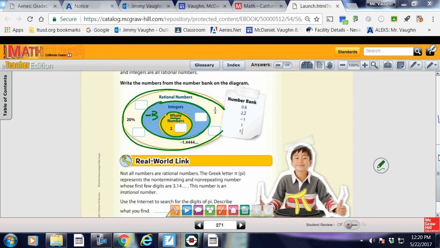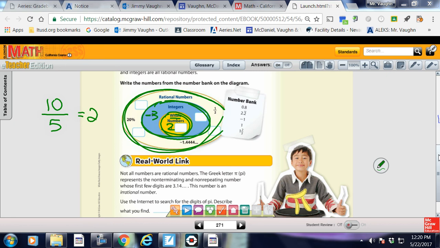Now, rational numbers include integers and whole numbers. That's where they're inside the circle. So if I take this whole number 2, I can write that as a fraction. Doesn't 10 over 5 equal 2? So this is equivalent. So 2 is a rational number as well as an integer.